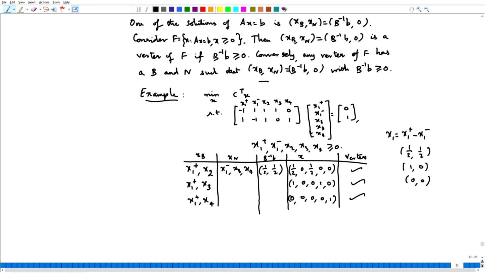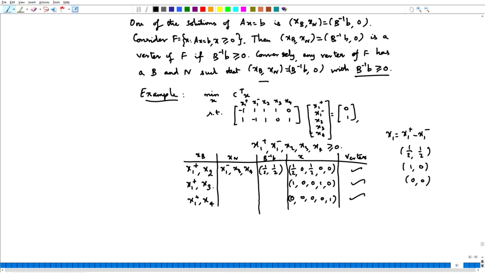We will see that some of them will be repetition and some of them will not be valid. Note that it is valid only when B inverse b is non-negative. If one of the elements of B inverse b were negative, then it is actually not a vertex. So keep that in mind.